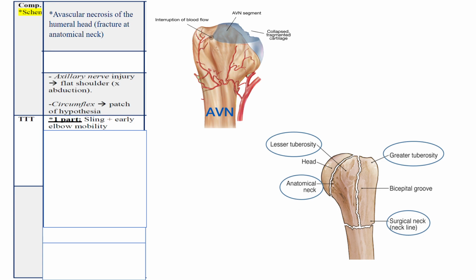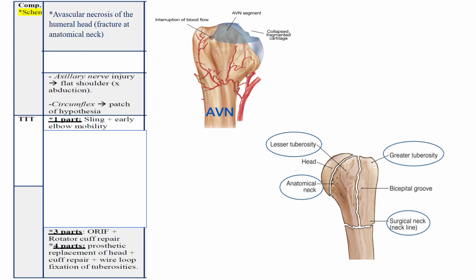On the other hand, if the bone is fractured into 4 parts, then we will do the extreme intervention with prosthetic replacement of the head. There will also be injury of the rotator cuff, so cuff repair with wire loop fixation of the tuberosities. If the bone is fractured into 3 parts, prosthetic replacement of the head is not indicated. However, open reduction with internal fixation and rotator cuff repair will still be required.